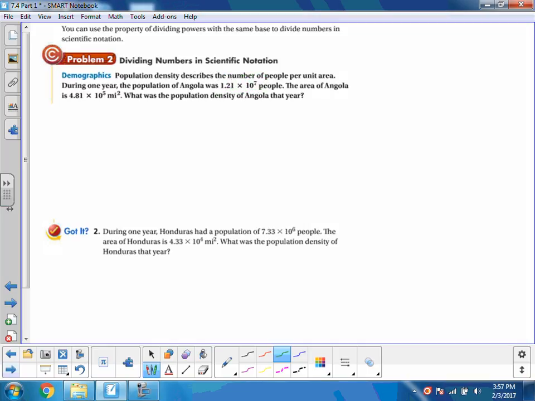What's the population density of this place in that year? So I'm going to take 1.21 times 10 to the 7th, and I'm going to divide that by 481 times 10 to, what number is that? Looks like the 5th. Okay, now this one is kind of the same thing we do with the exponents. I'm going to take these coefficients and divide them out, and I end up with 0.252.